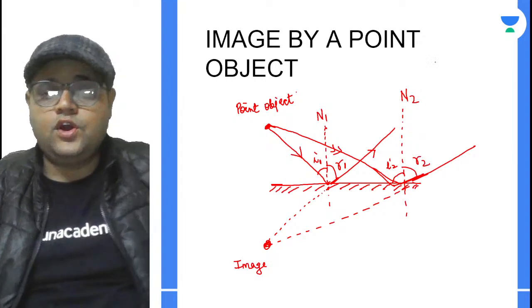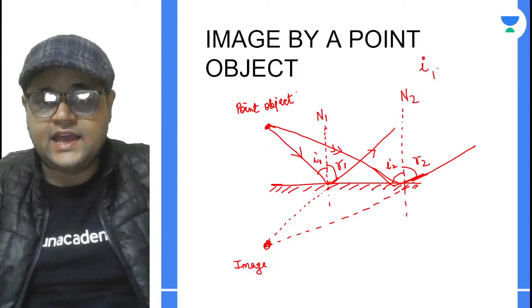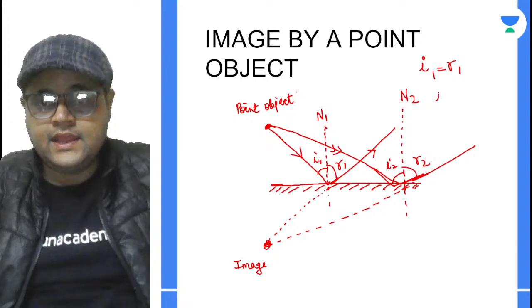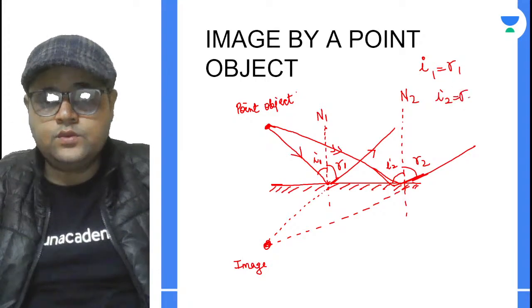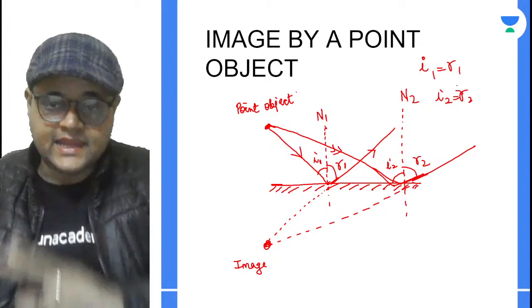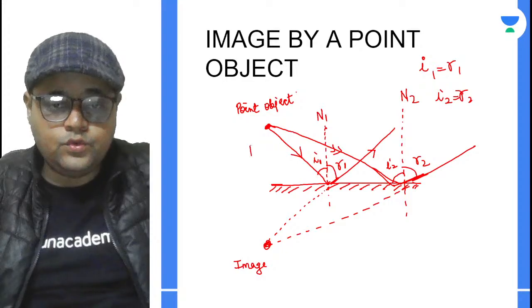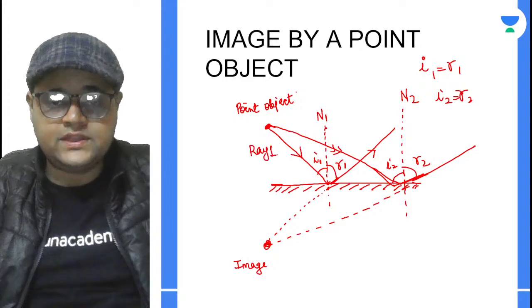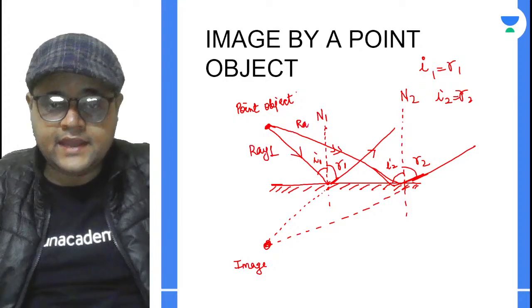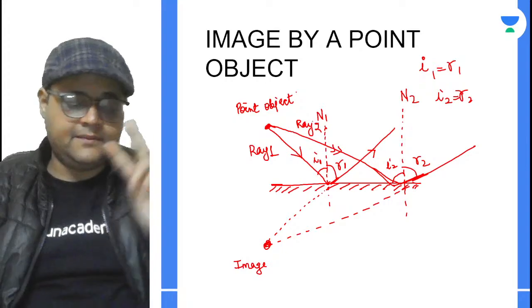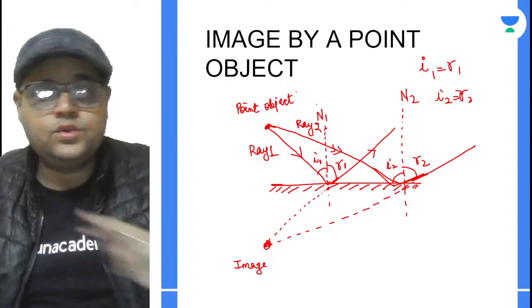And what does the law of reflection say? It says I1 is equal to R1 and I2 is equal to R2. Now you can clearly see I have taken two rays. This is ray 1 with a single arrow, and this is ray 2 with a double arrow. So we require two rays.